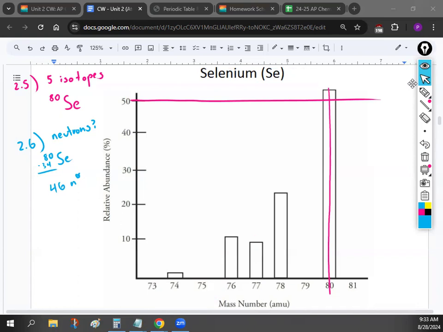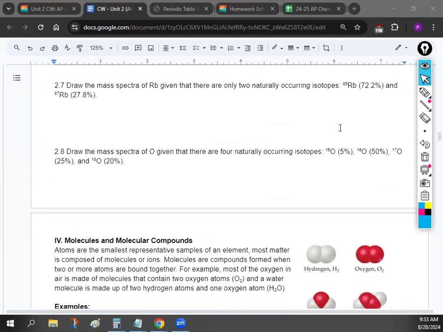Okay, let's draw a mass spec, and then we'll try. I'll go over one with you, I'll have you guys try one, and then we'll take our break after that. Okay, so we're gonna move down to 2.7 and 2.8. We're gonna do 2.7 together, and I'll have you try 2.8 on your own.